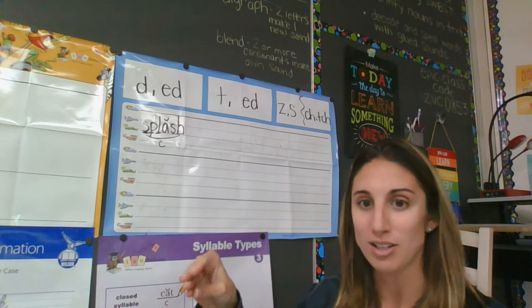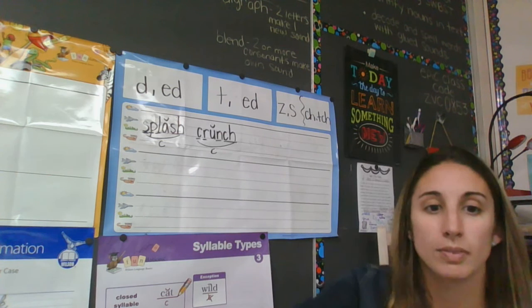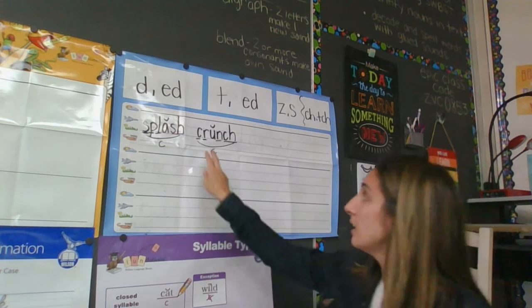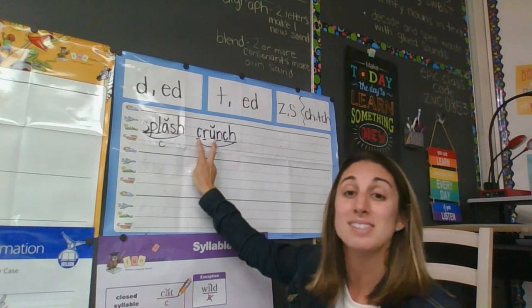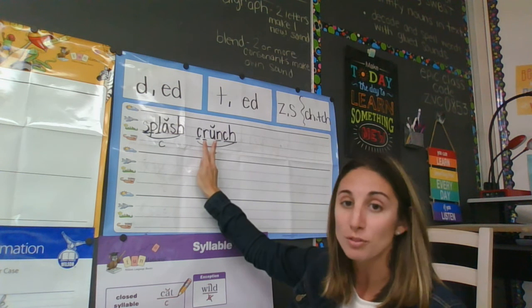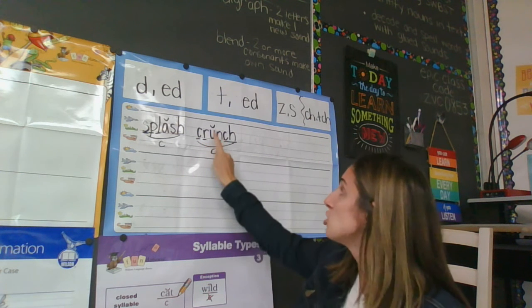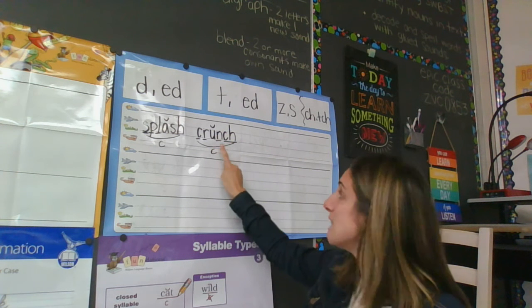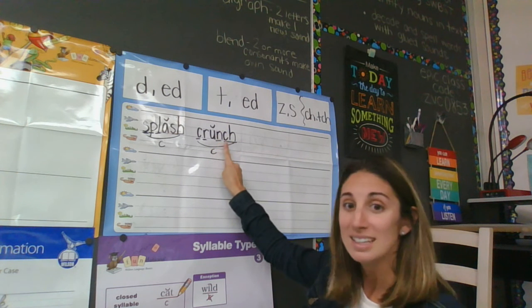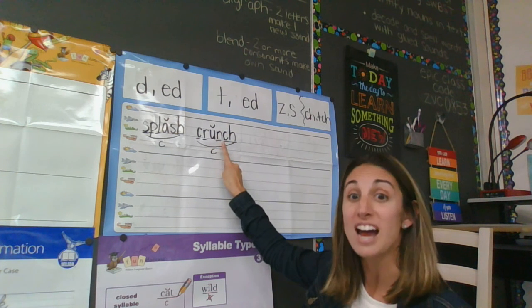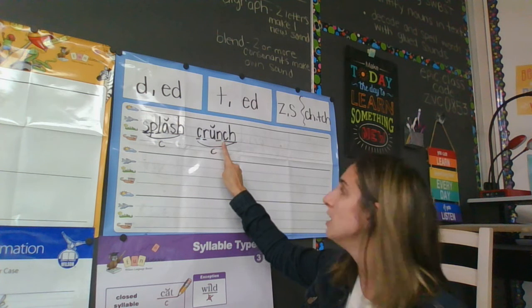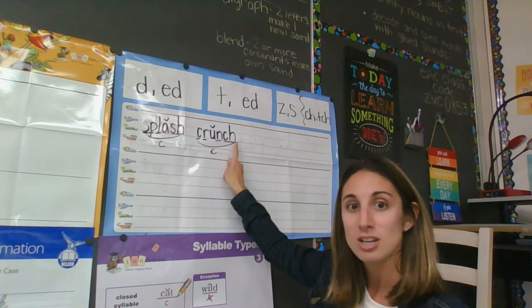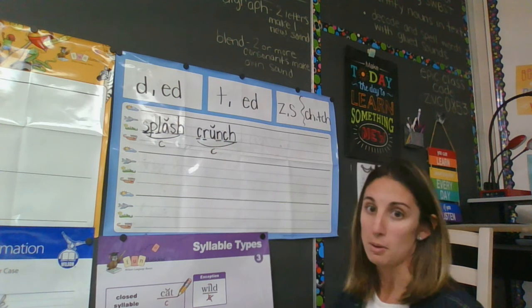K-r-a-n-ch. Crunch. Go ahead. Okay, let's see how you did. Another blend at the beginning. Did you get it? It was C-R, not K-R for crunch. Okay, short vowel U with a breve. And then look at the end. We have a digraph blend. Hopefully you didn't just put crutch. It's crunch. So N-C-H. And this is a closed syllable.